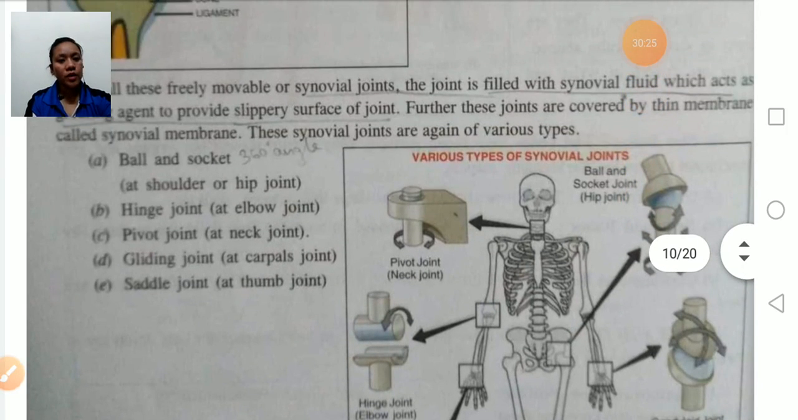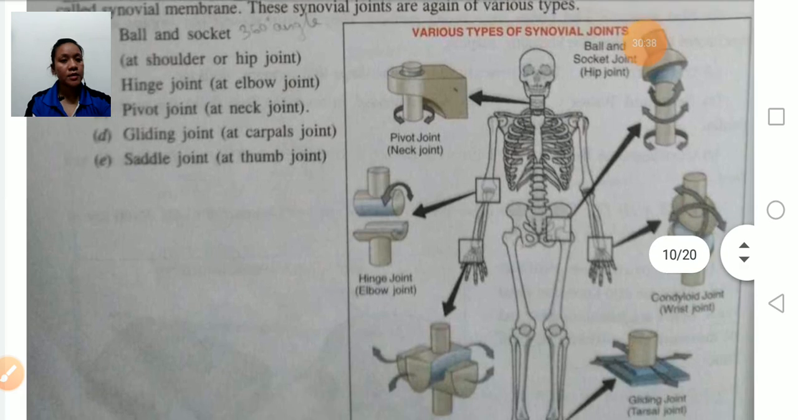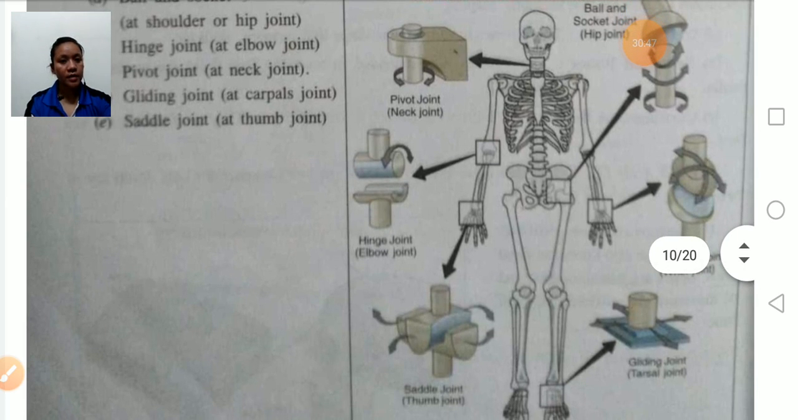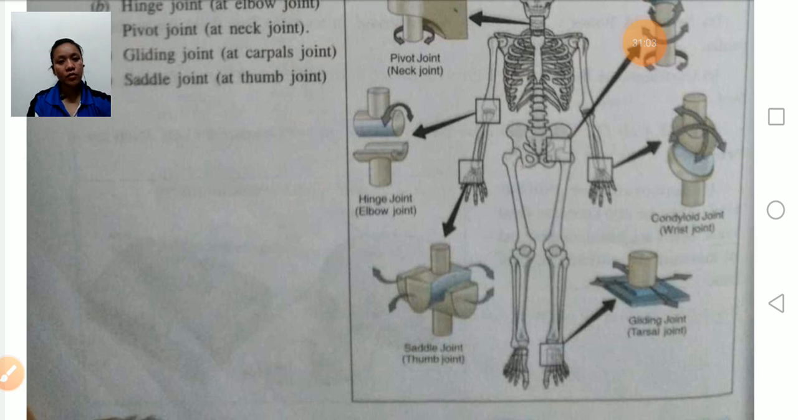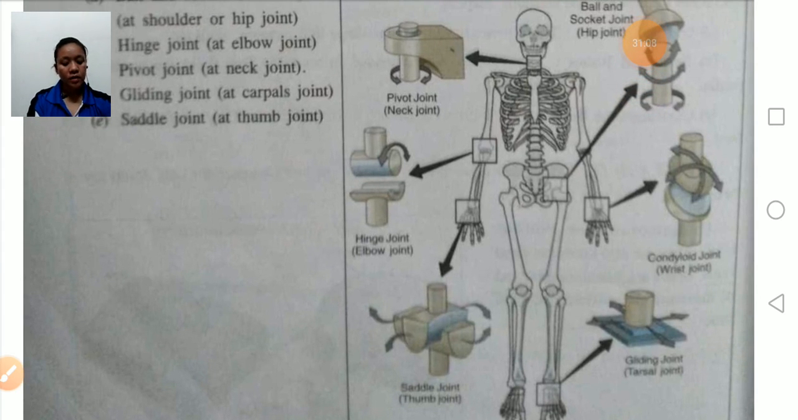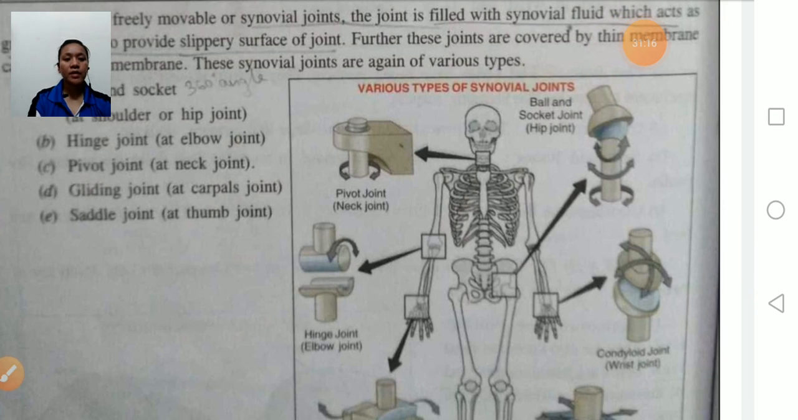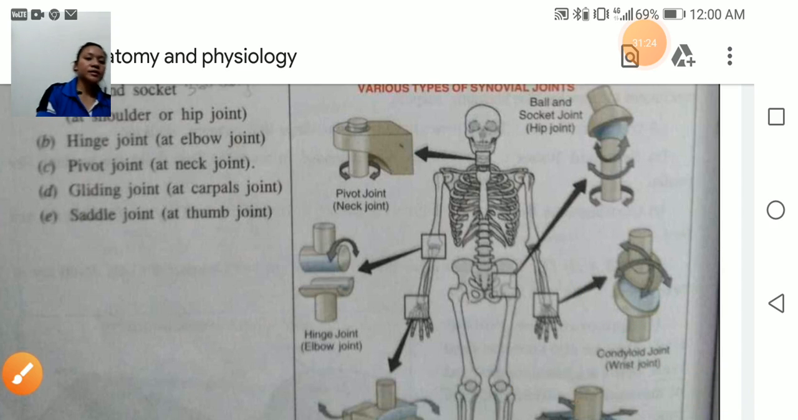Ball and socket joint, at the shoulder, provides 360 degree angle movement. Hinge joint is present in your elbow and knee. Pivot joint is present in your neck and provides rotation movement. Gliding joint is present in your carpals or hand, with forward and sideward movement, where one bone glides over the other. Saddle joint is present in your thumb, where one bone saddles over the other. Condyloid joint is present in your wrist, and provides flexion, extension, abduction, adduction, and circumduction: upward, downward, side to side, and circular movement.